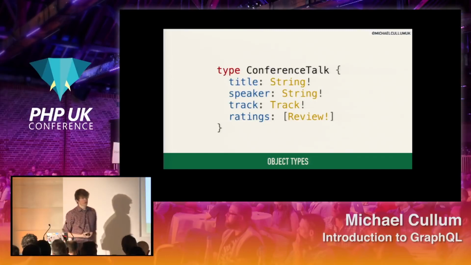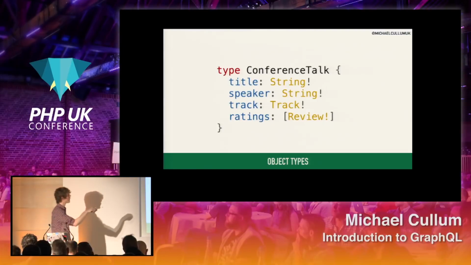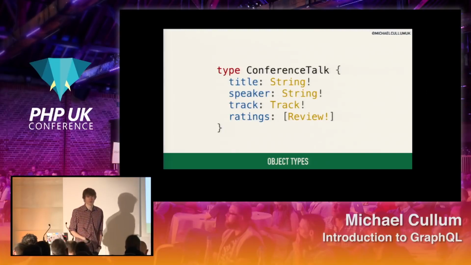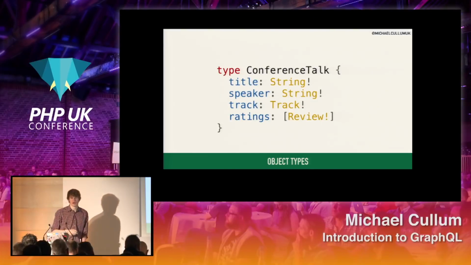So I'm going to create a type here. I'm going to create a conference talk, and then I specify the different properties on this. I'm just using an arbitrary syntax here, but essentially you would define this in your code. First of all, I'm going to have a title, which is a string. It's not nullable. I'm going to have a speaker, also not nullable. You can't have a talk without a speaker. That would be odd. It's going to be in a track. Now, you can see I've defined a custom type here called track. I'll show you what that looks like in a minute.